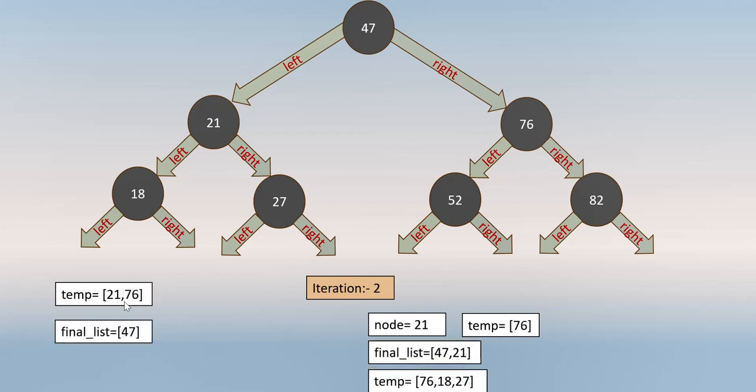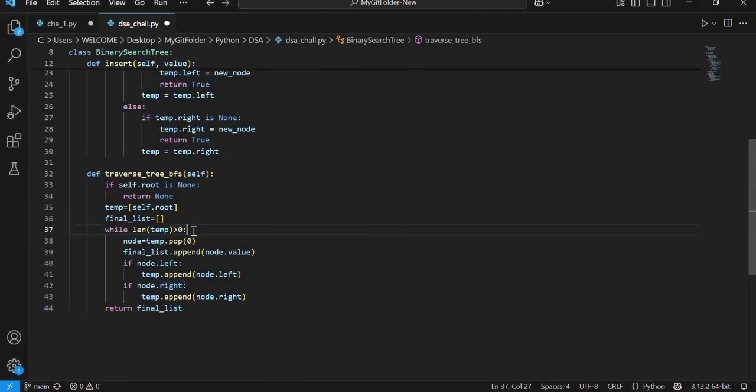So if you go to the next slide, focus on this left part. This is the new temp and new final list after iteration 1. Now it will again check this while loop condition. So the length of this temporary list is 2. So it will come inside this while loop. So again pop first from this list.